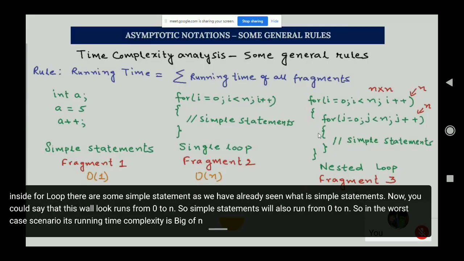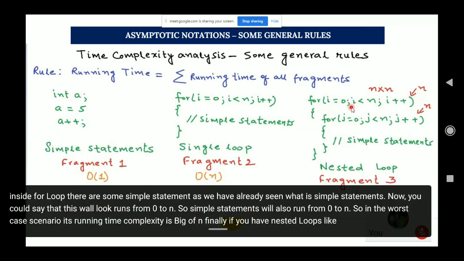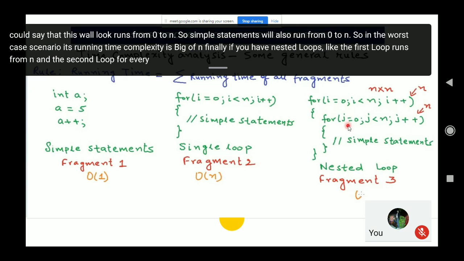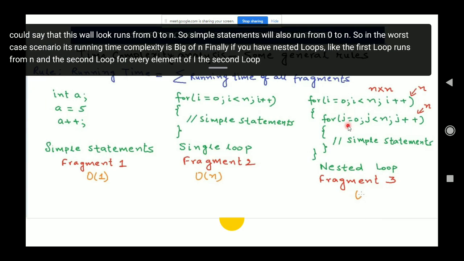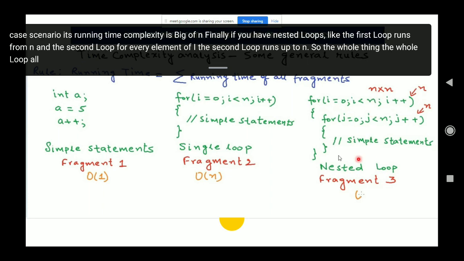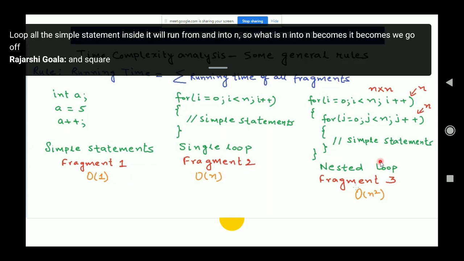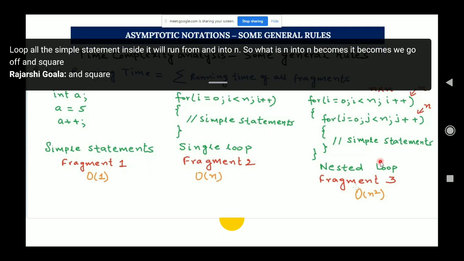Finally, if you have nested loops, like the first loop runs up to n, and for every element of i, the second loop runs up to n. So the whole loop, with all the simple statements inside it, will run n into n times. So what does n into n become? It becomes big O of n square. Okay, fine. So you have got the idea.